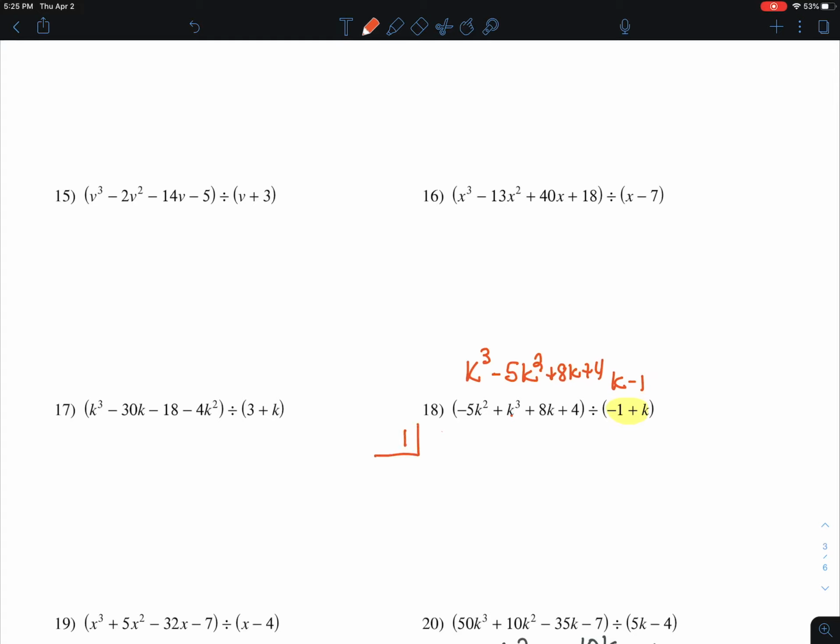So we're going to write the opposite of 1, give it its little house, and then we're going to write the coefficients. 1, negative 5, 8, 4. So once we've done all that, it just goes back to the way that it was. We bring down our 1, we multiply and add.